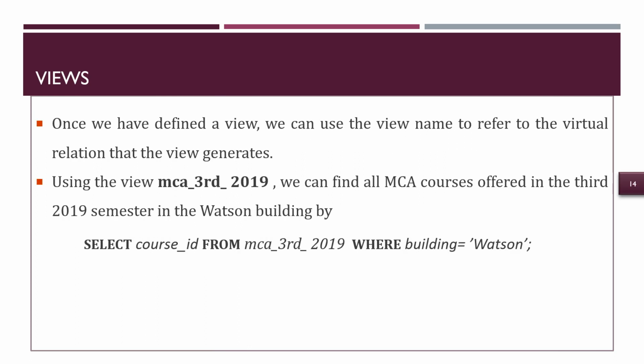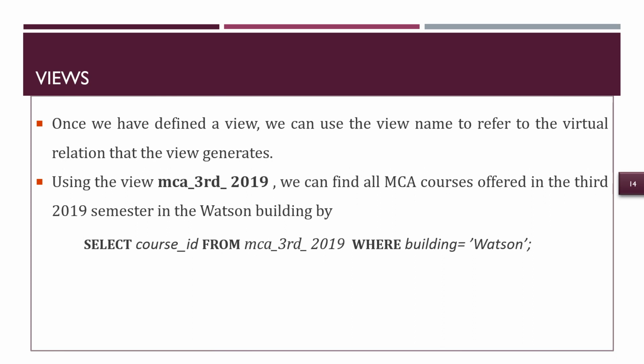Once we defined this view, we can use this view name to refer to this virtual relation. Using this view that we just created, MCA 3rd 2019, which consists of the course ID, section ID, building name, etc., we can find all the MCA courses offered in the third semester of 2019 batch in the Watson building. The building details are there in this view, right?